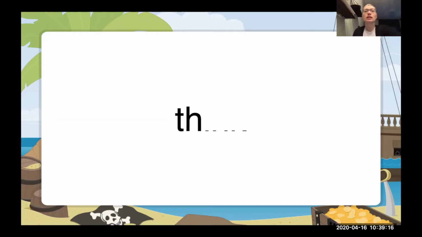So the next word that we are going to spell and write is the word think. So we have our TH, and then we have ink, right? Because that's a special vowel combination. So in order to mark this, it's going to be a little bit different.